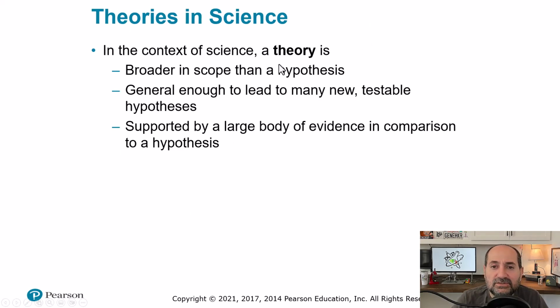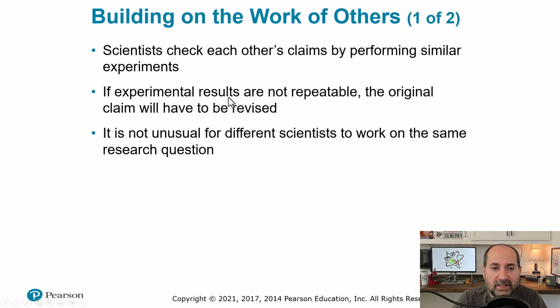And then this is something very important as well, a theory. So you should know this, a scientific theory, when there's a theory in the scope of science, this is broader in scope than a hypothesis. This is supported by a large body of evidence, right? So it's basically a tested and confirmed concept or tested and confirmed hypothesis. Okay. And then we ended that chapter.